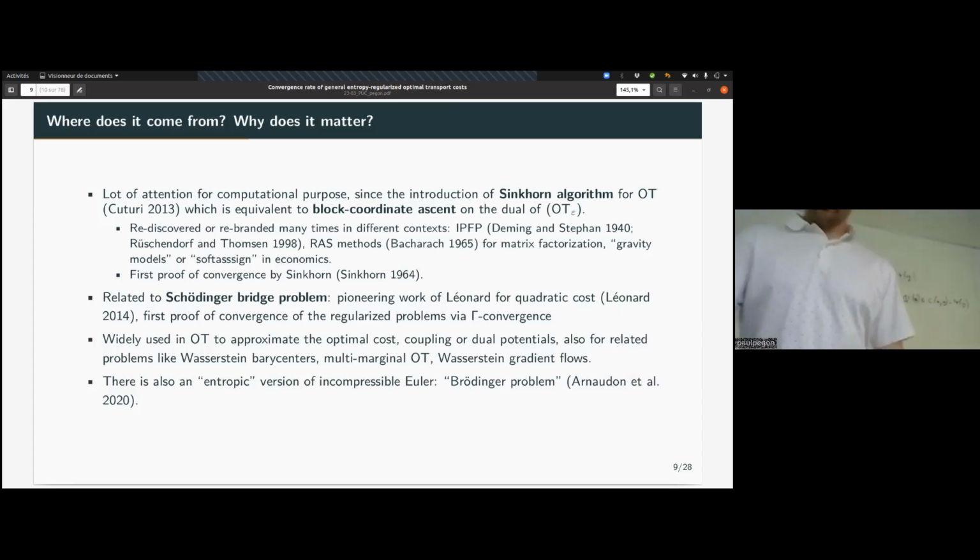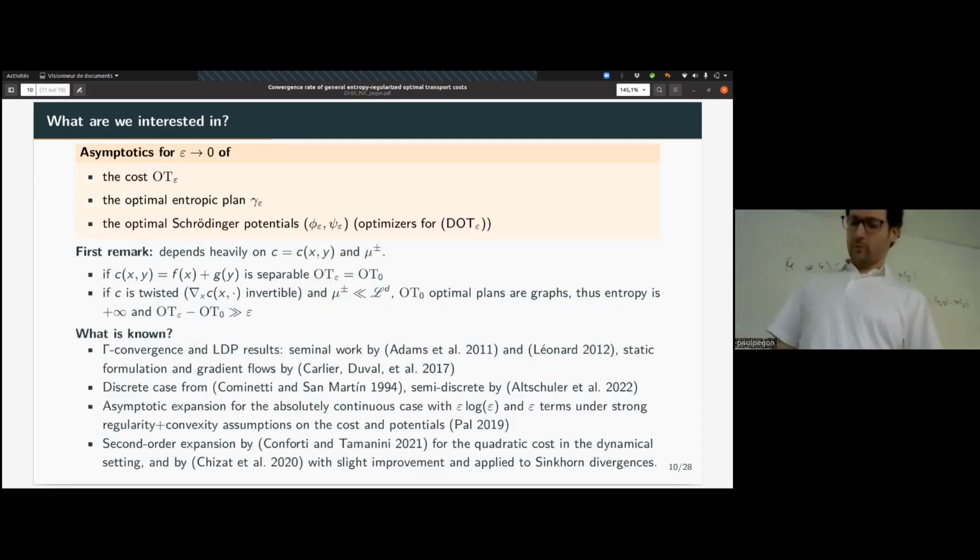Okay, and what I'm interested in for this problem is the asymptotics as epsilon goes to 0 of the cost, the optimal plan, and also the Schrödinger potentials, so the solution of the dual problem once you have regularized it. So, as I said, because numerically this is what you do, you take small epsilon, you compute, and you say, okay, I approximate the original problem. But at which rate?